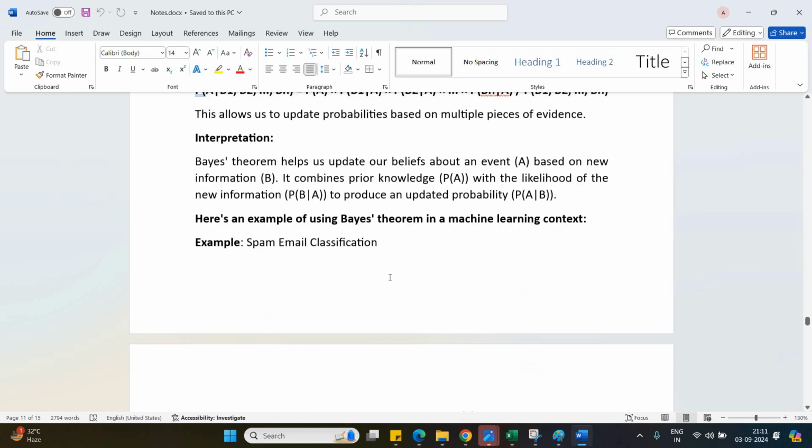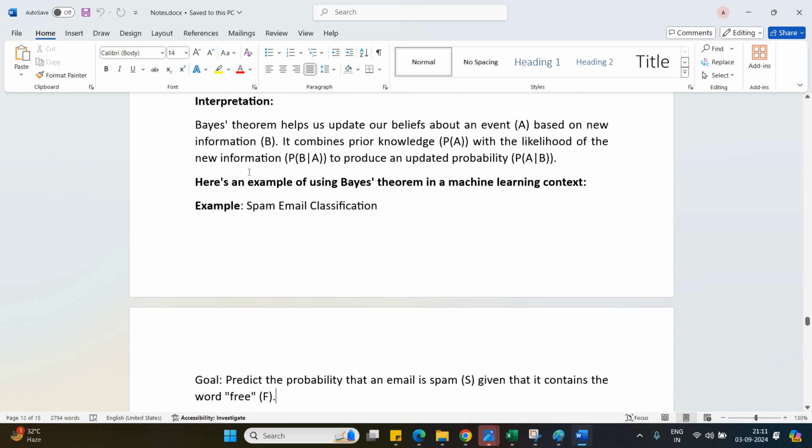So what is the interpretation of the Bayes theorem? We have discussed that in the previous video, but let me revise it for you. Bayes theorem helps us update our belief about an event A based on new information B. It combines prior knowledge, which is the probability of A, with the likelihood of the new information, which is the probability of B when A has occurred, to produce an updated probability of A when B has occurred. So this is the interpretation of the Bayes theorem.